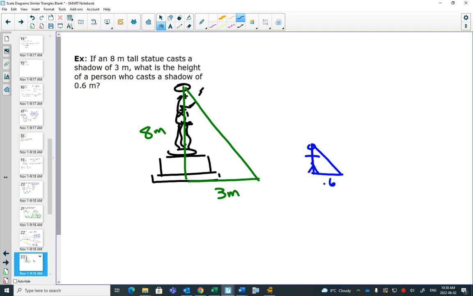Why do shadows create similar triangles? Because. Is that 8 meters with just the human or the statue? I would go right to the ground level. And then the shadow technically counts from there as well.